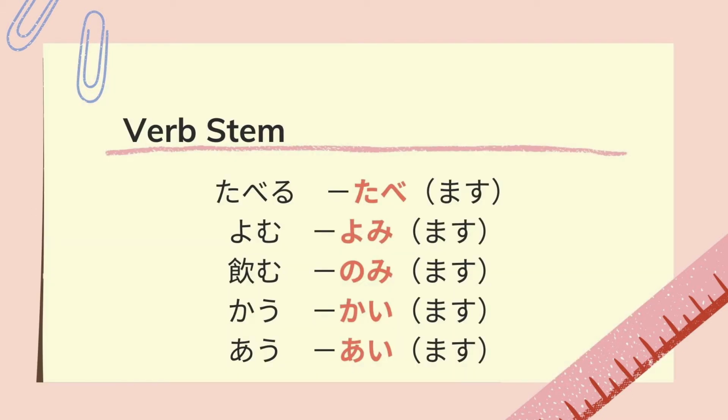Before that, let's discuss verb stem. In this slide, taberu, tabemas. Minus mas equals tabe. Our verb stem for taberu is tabe. Yomu becomes yomimas. Minus mas, our verb stem for yomu is yomi. Next is nomu becomes nomi. Kau becomes kai. And au becomes ai. These are our verb stem.